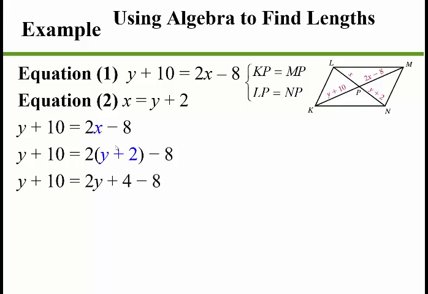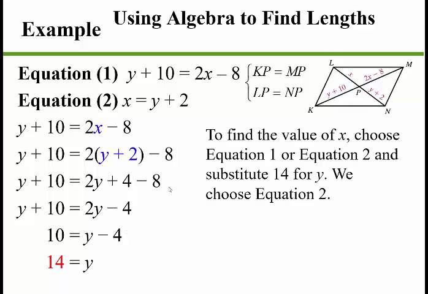So distribute, it becomes 2y plus 4. Clean up the like terms here. 4 minus 8 is minus 4. Subtract the y over. I get 10 is equal to y minus 4. Add the 4 over, and I get y is equal to 14.